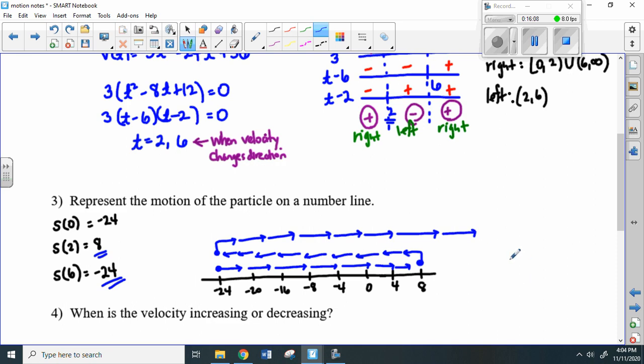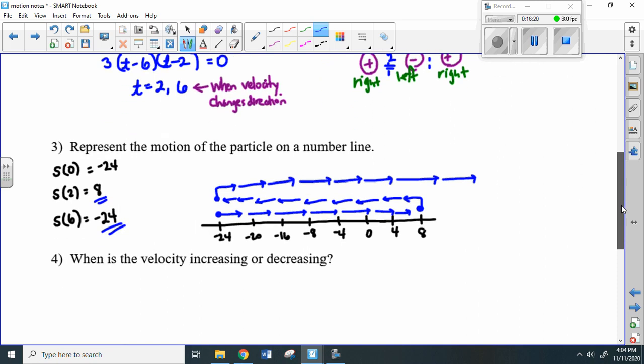Okay, now technically this motion is back and forth on the same line, but the way to show it is to kind of use those arrows and go up a little bit. Okay, all right, moving on.